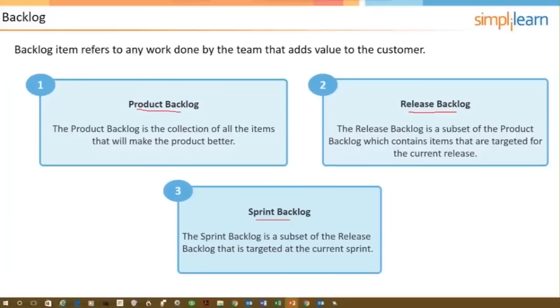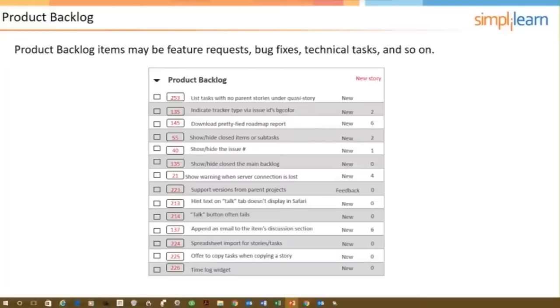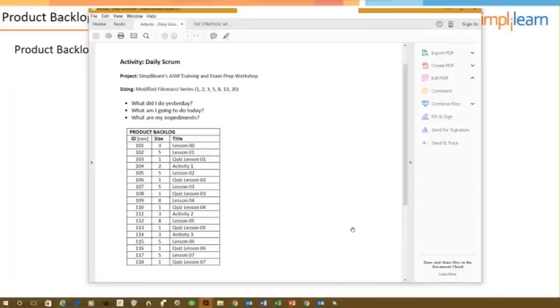And so if you look at it in sequence, the product backlog is the overall scope of the project. The release backlog is a subset of the product backlog. And then the sprint backlog would be a subset of the release backlog. The product backlog might look something like this. It's a list of user stories that are written by the product owner and are going to be developed by the team members. And we had a product backlog for the thing that we did this morning, right? So here's another example of a product backlog.